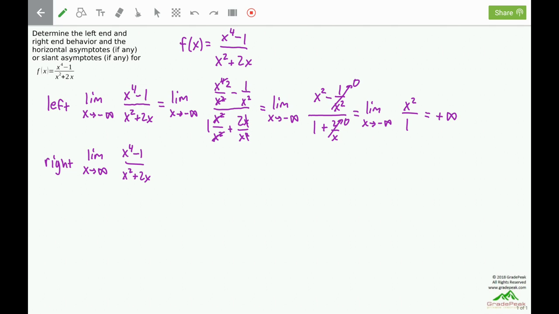Next, we'll work out the right end behavior. We will divide the numerator and denominator by the highest power of x in the denominator. That again is x to the 2. So in the numerator, we can divide the first term and the second term by x to the 2. In the denominator, the first term and the second term by x to the 2.